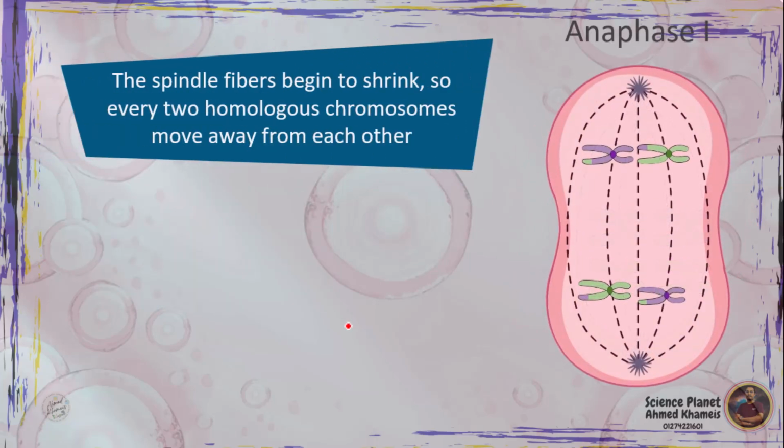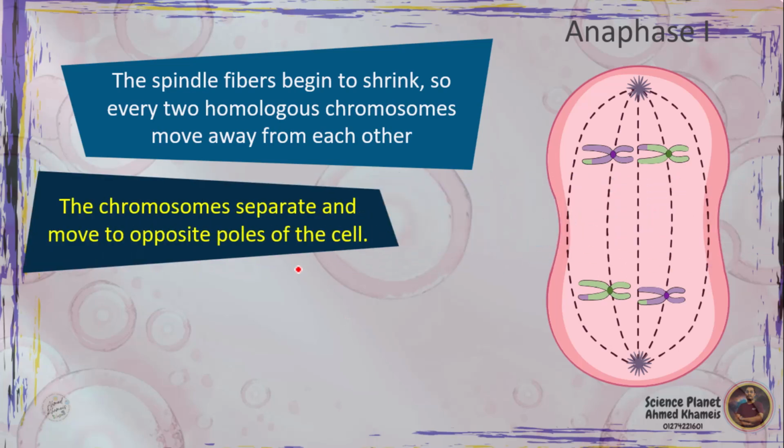Then anaphase 1, where the spindle fibers begin to shrink and each 2 homologous chromosomes move away from each other. The chromosomes separate, moving to opposite poles without splitting the centromere. So at this point, each pole has a set of chromosomes. Those 2 are from the father and those 2 are from the mother.